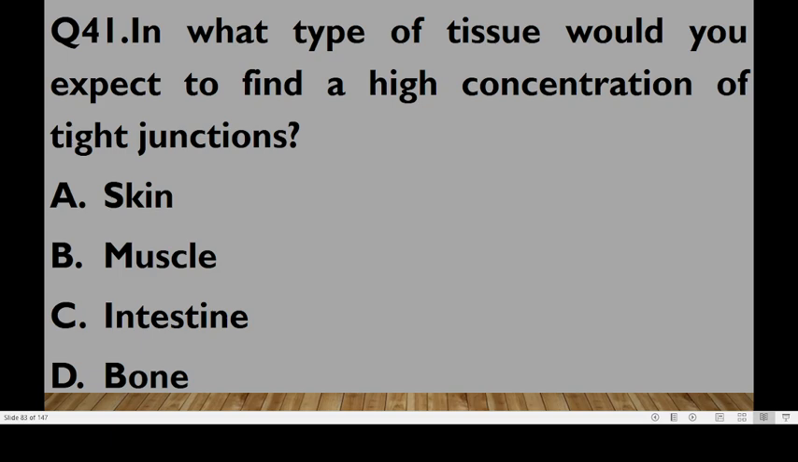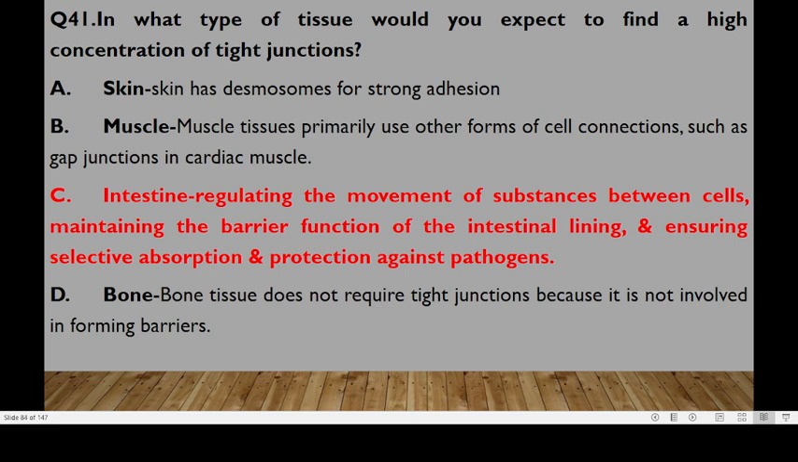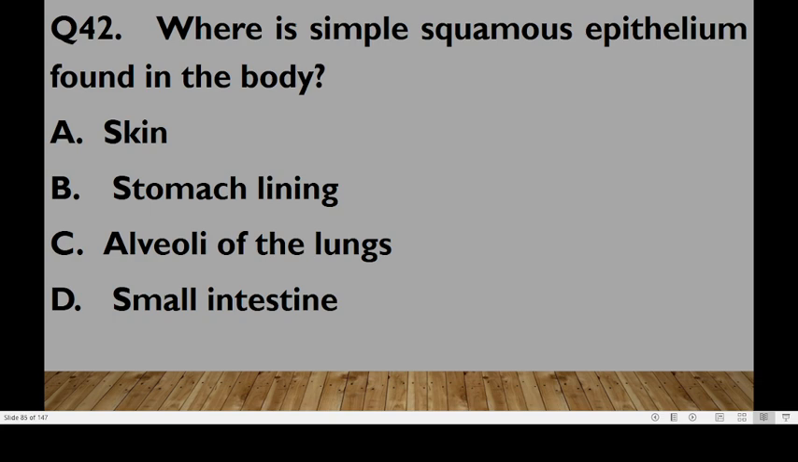In which type of tissue would you expect to find a high concentration of tight junctions? Tight junctions, guys, would be found in the intestines. Remember, they regulate the movement of substances between cells and maintain the barrier function of the intestinal lining, ensuring selective absorption and protection against pathogens.